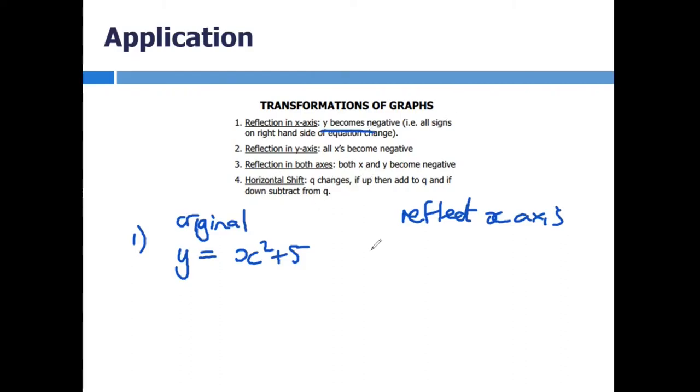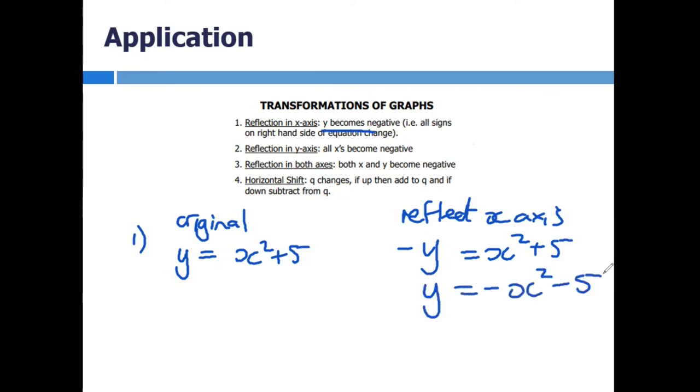So my y value is going to become negative. So I literally make my y value negative in my equation. But now if they want the equation in standard form, which means your y value has to be on its own, I'm going to divide everything by that negative, and I get y is equal to negative x squared minus 5. Okay, so that's if I'm reflecting over the x-axis.